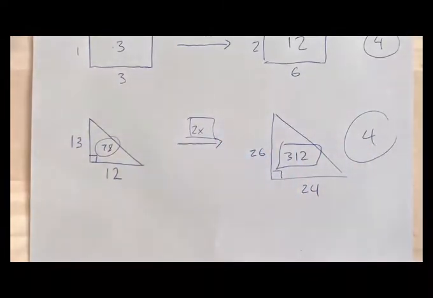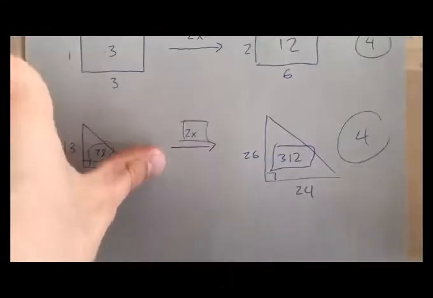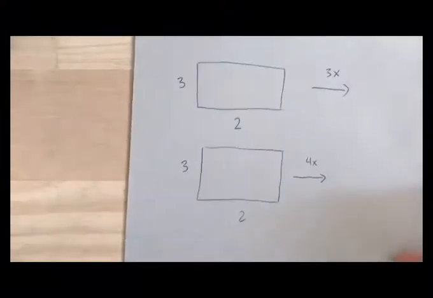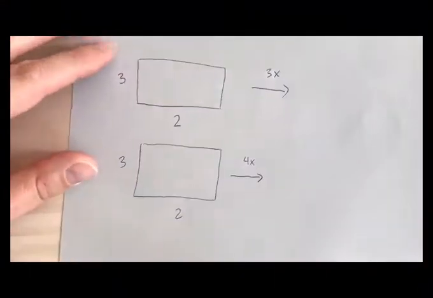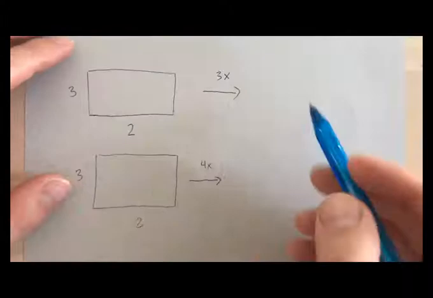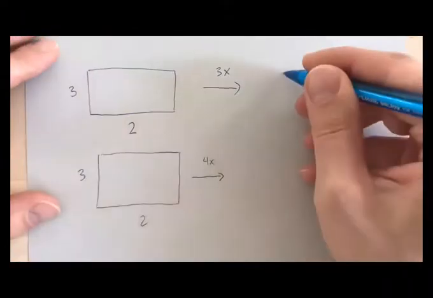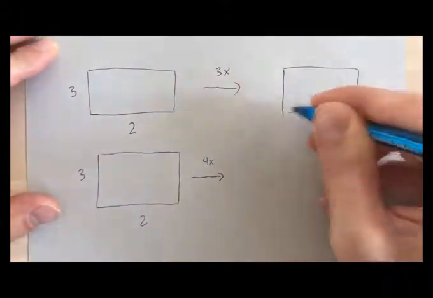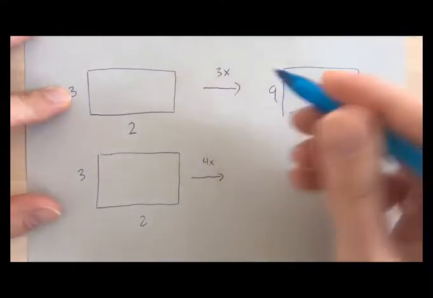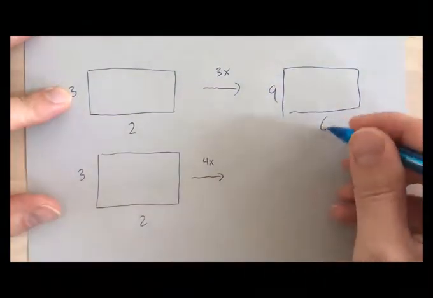Well, to learn a little bit more about that, let's try a different growth factor. This time, let's try, I don't know, say for example, 3 times bigger, okay? So let's try this out. If I made this shape 3 times bigger, that would make each length, well, 3 times 3, that would make that 9, and 3 times 2, that would make that 6.